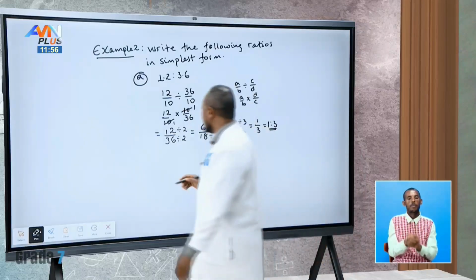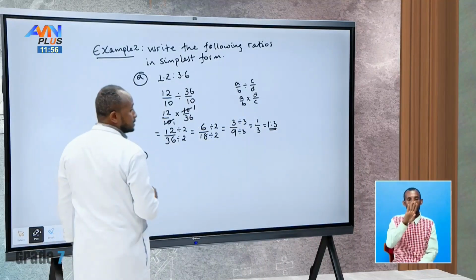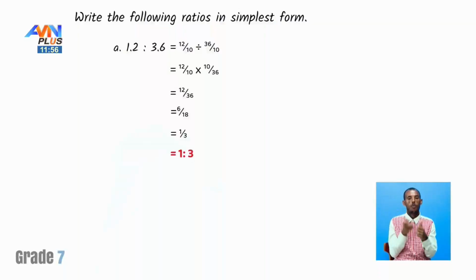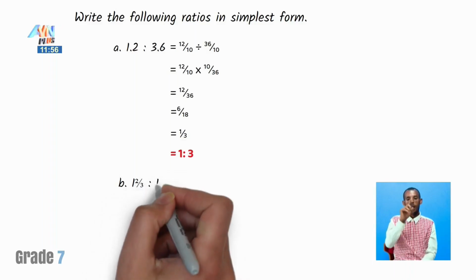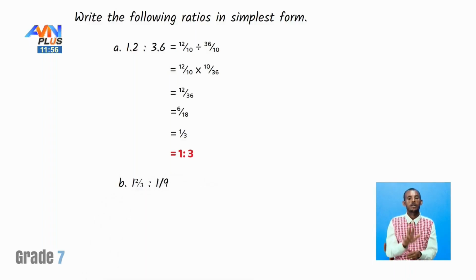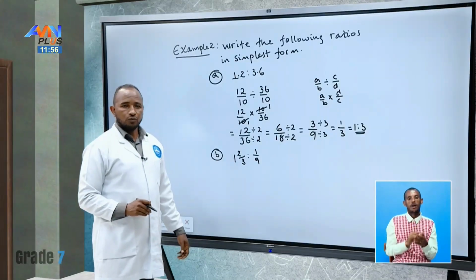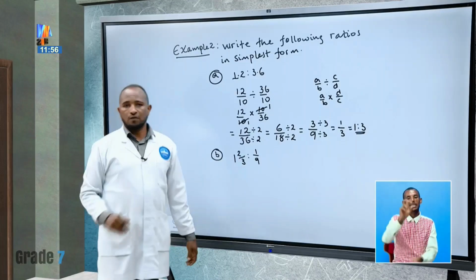Okay, B. Write this ratio in simplest form. 1 and 2/3 ratio 1/9. Please, students, try to simplify this ratio or write it in simplest form. I will give you 30 seconds for this.